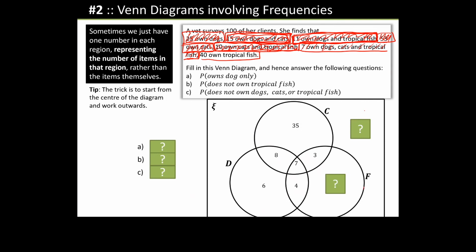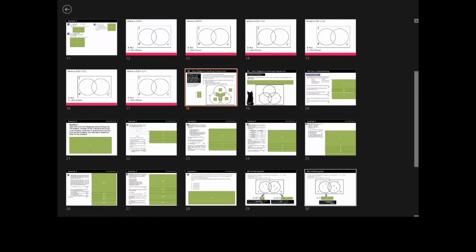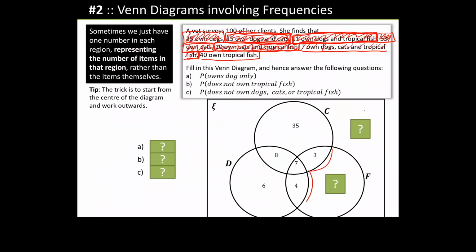So tropical fish is here, so all of that would be adding up to 40. If it had the word only, then we would be referring to this area, and we could actually go and put just 40 in here. But because the word only is missing, it's referring to that whole area again. So 7 add 3 is 10, 10 add 4 is 14. 40 that we have there, take away this 14, will leave us with the remaining, which is 26.